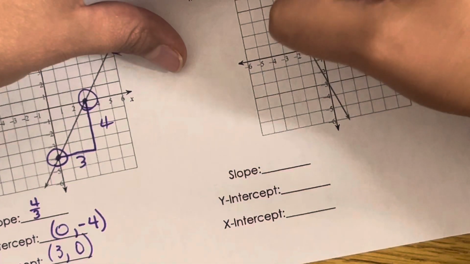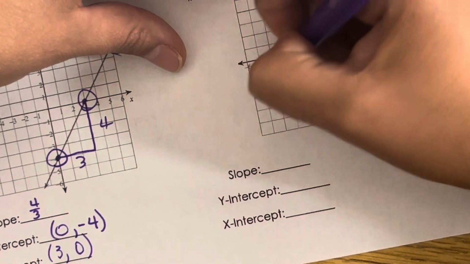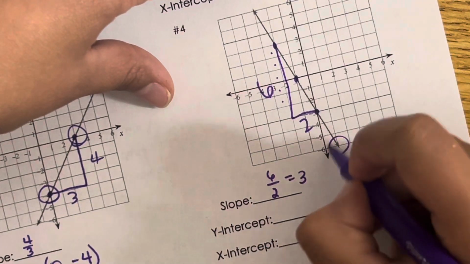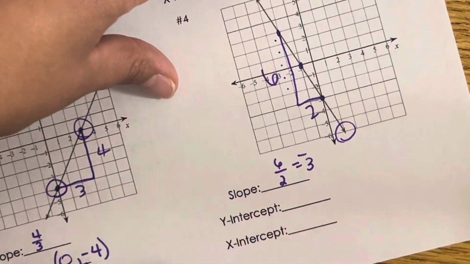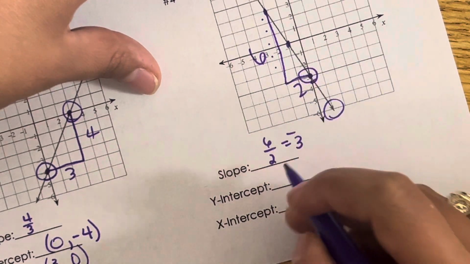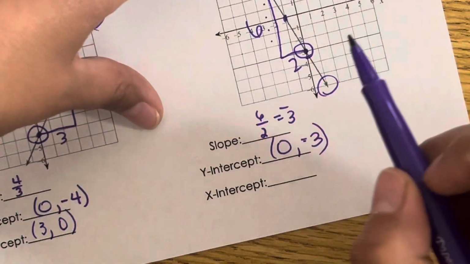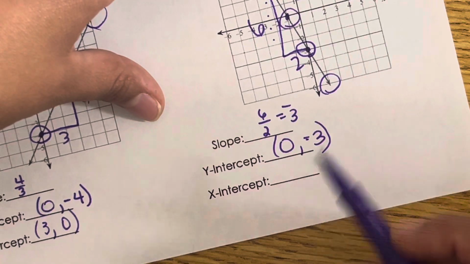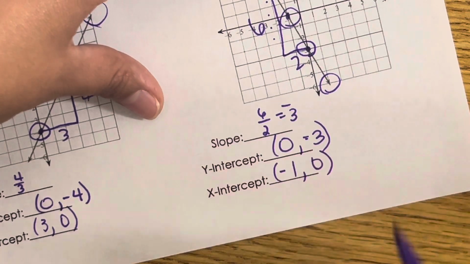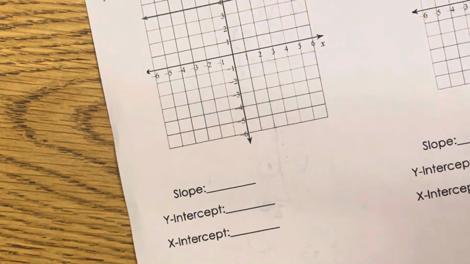Number 4, if I look at where it's crossing, I have several to choose from. If I choose those 2, I count 6 over 2, but 6 over 2 simplifies to 3. Since the right arrow is pointed down, it's -3. Circle where it's crossing the y-axis. It's crossing the y-axis right there. Since it's crossing the y-axis at -3, it's 0, -3, because the x is 0. Where it's crossing the x-axis is right there. And since it's crossing the x-axis at -1, -1 goes in the x position, and 0 goes in for the y.